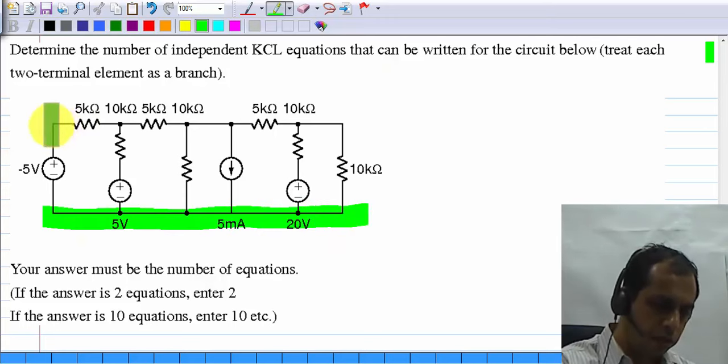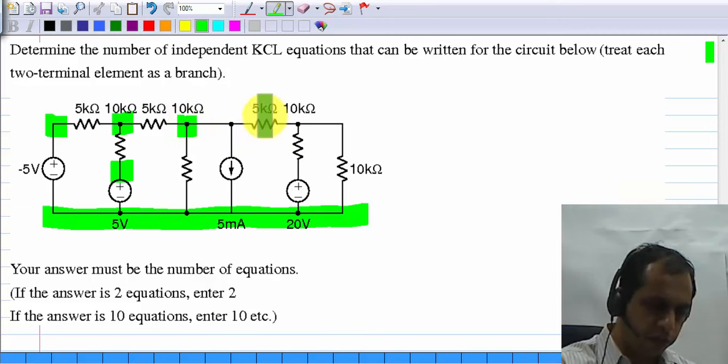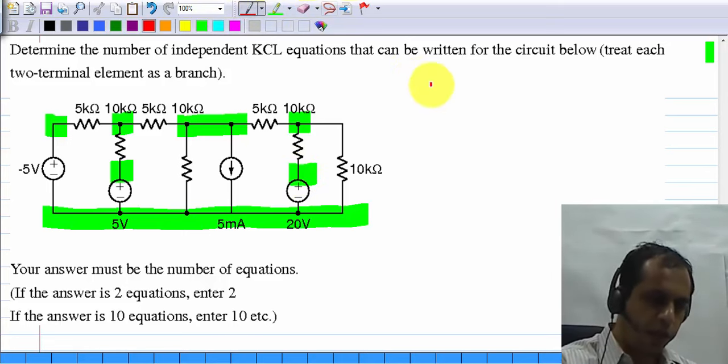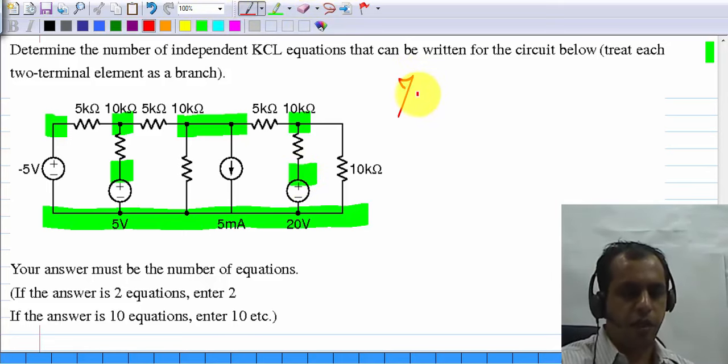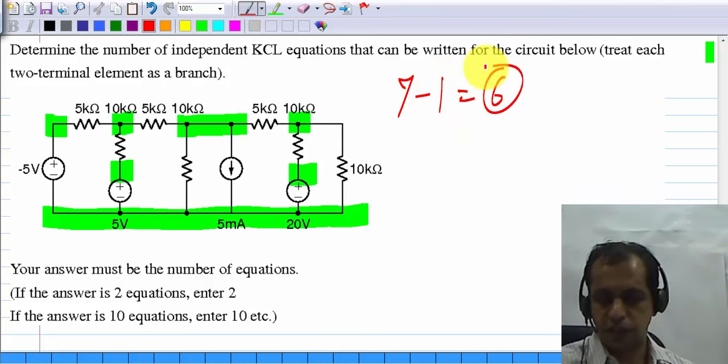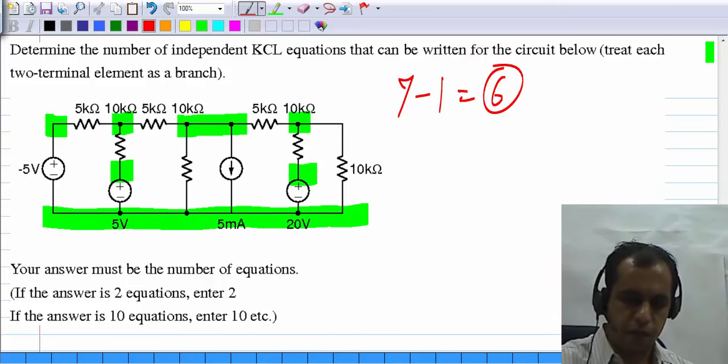We have 1, 2, 3, 4, 5, 6, 7. Okay. So there are 7 nodes, and the number of independent KCL equations is 1 less, and the answer is 6. Okay.